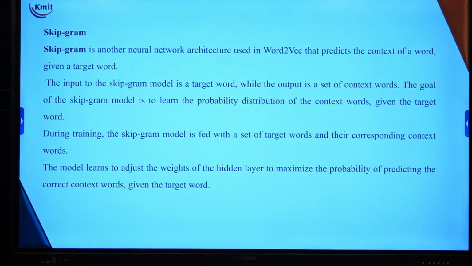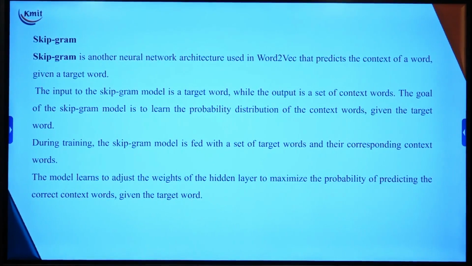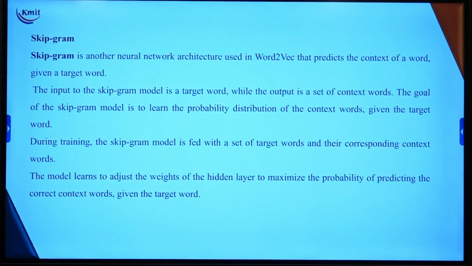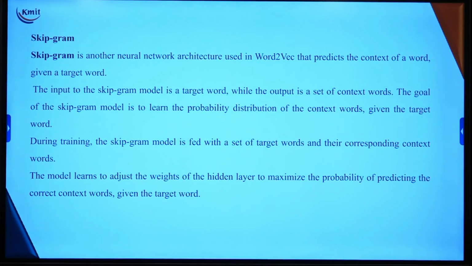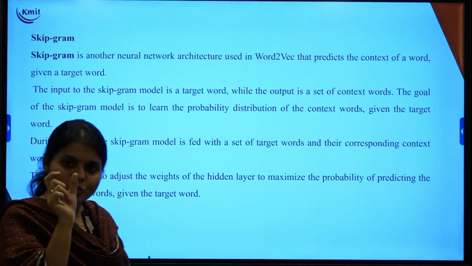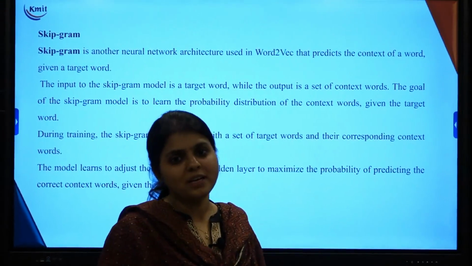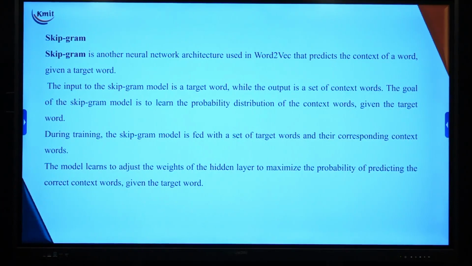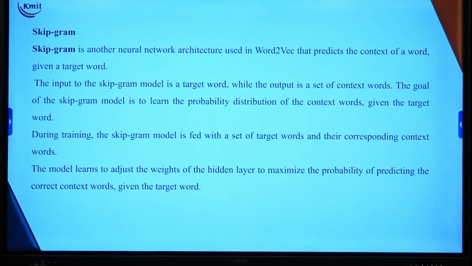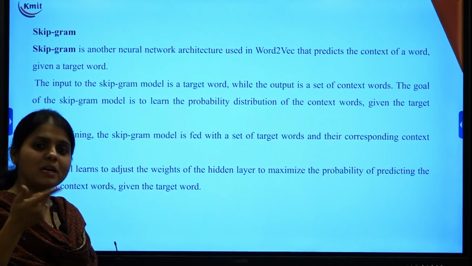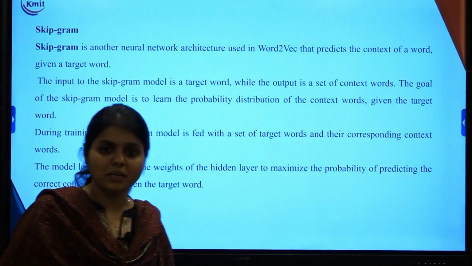Now, the next architecture we talk about is Skipgram. This is another neural network architecture, same as CBOW, which comes under word to vector conversion. This will predict the context of the word given a target word. So, given a target word, one word will be given from which the context will be generated. The input to the Skipgram model is a target word, while the output will be context words. The main goal of the Skipgram model is to learn the probability distribution of the context words given the target word. One target word will be given as input and the probability distribution of other words based on this would be the predicted output.